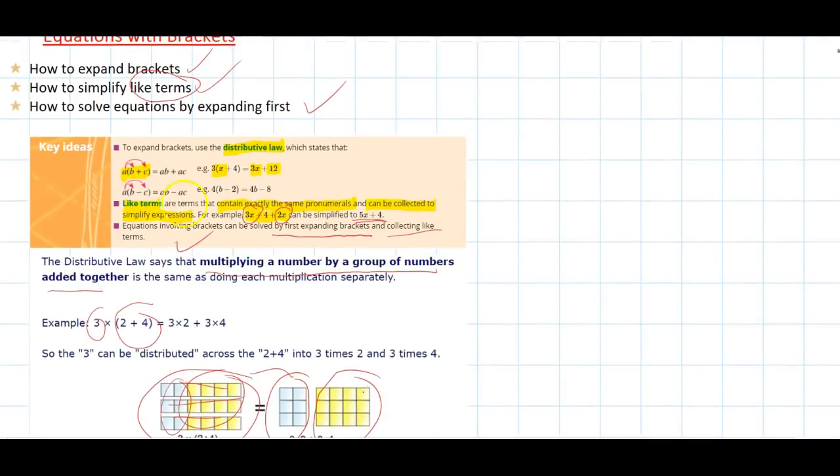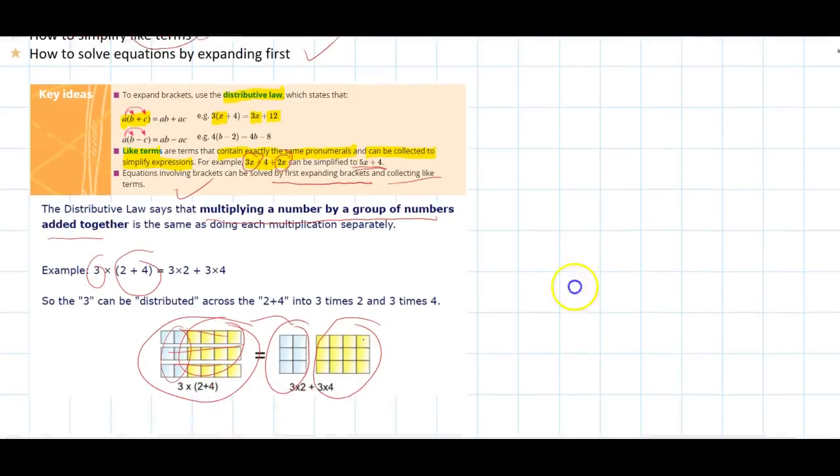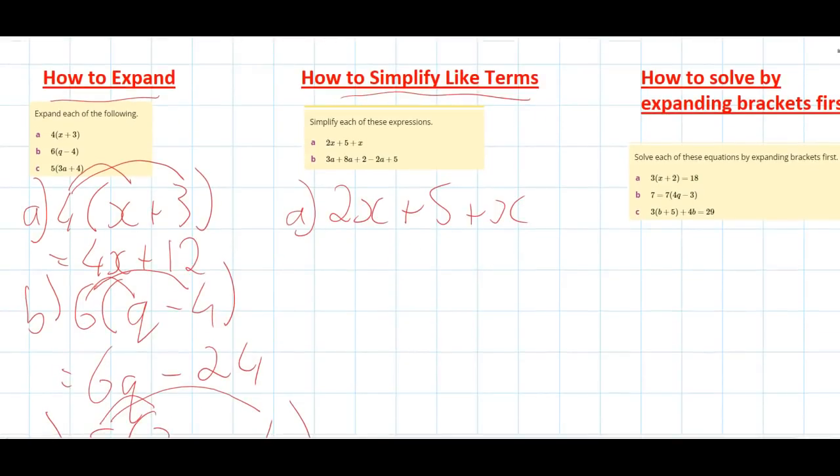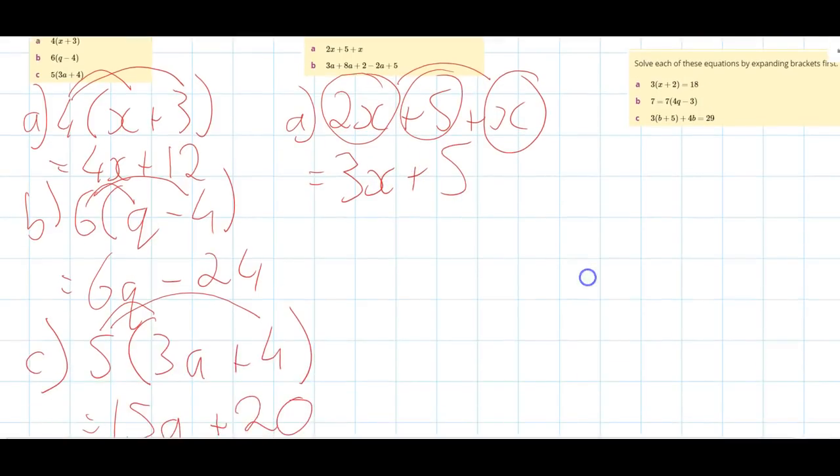So if I look here, like terms are terms that contain exactly the same pronumerals and can be collected to simplify expressions. What I have here is an expanded expression, and I want to simplify this. So I'm going to look for the things that are the same. I know I have here 2x, and I also have an x over here. So 2x plus x is basically the same as saying 3 times x. So I can combine these two, which would be 3x, and then I'm left with plus 5. So that is how we simplify the like terms.